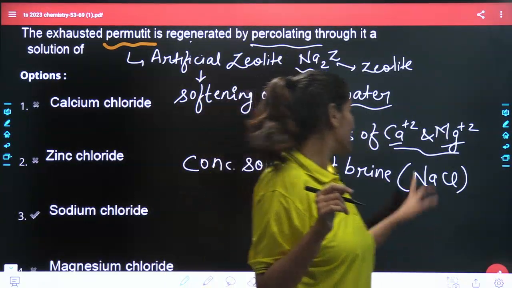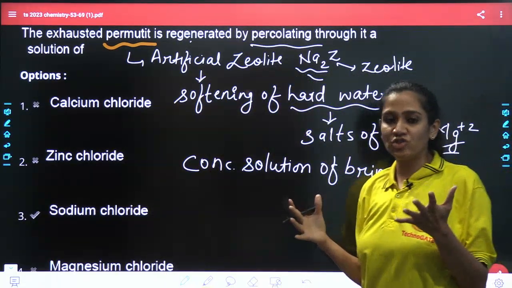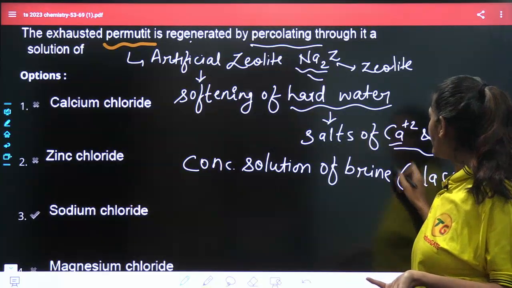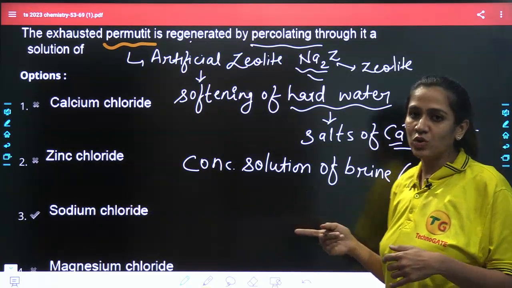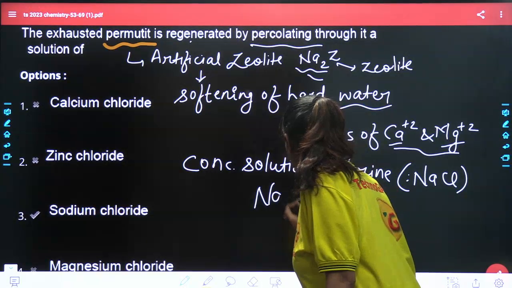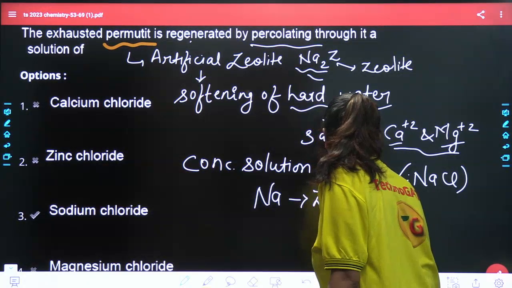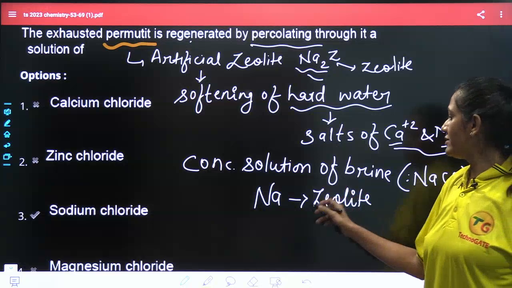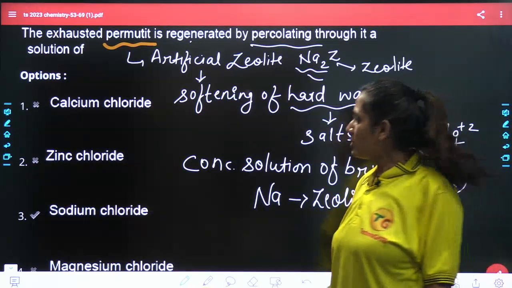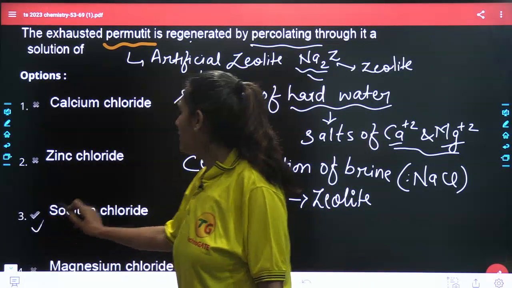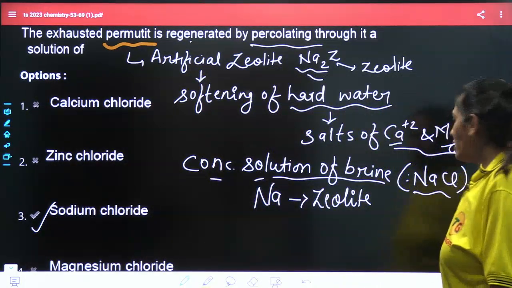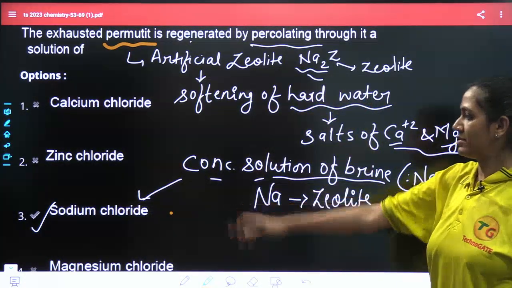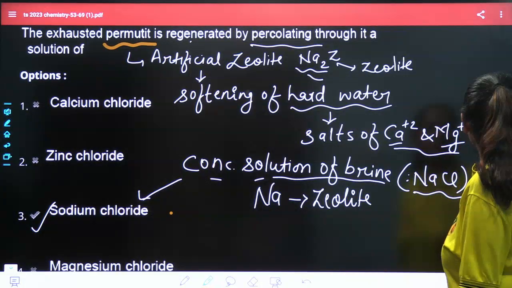Now what would happen? These sodium ions will again get exchanged with the magnesium and calcium ions on the zeolite. Now again there will be sodium ions in our zeolite or permutate. Again it will be useful in softening of hard water, and this is how it would be reused. So the correct option would be sodium chloride, a concentrated solution of brine, or NaCl. So we regenerate it by this. Clear? Very good. Next question.